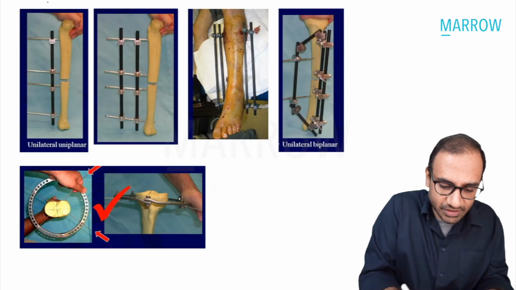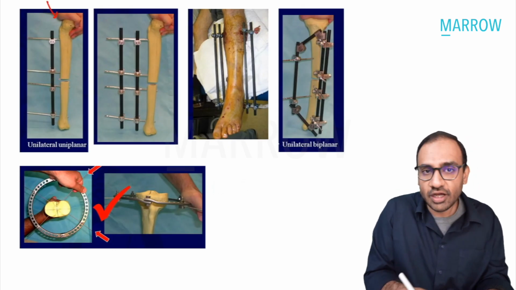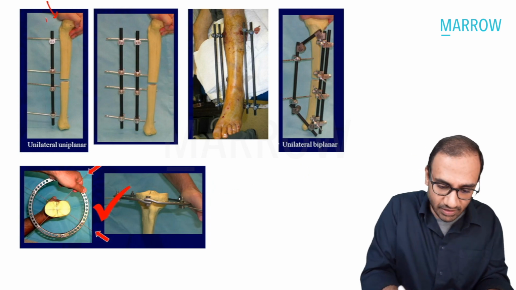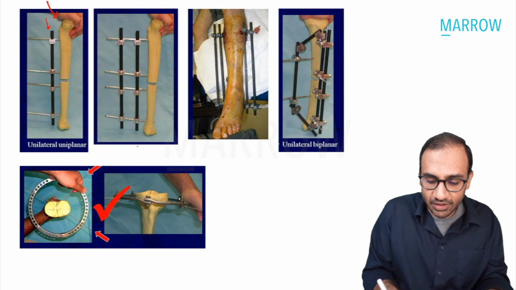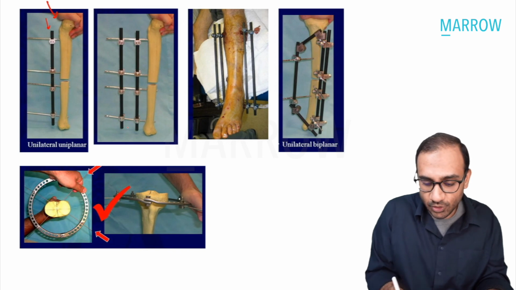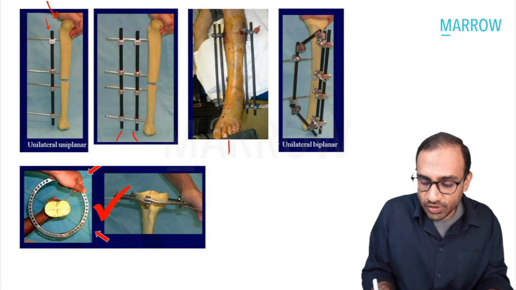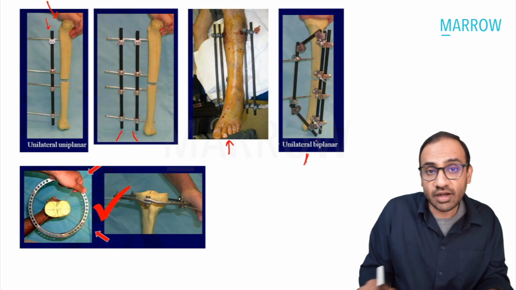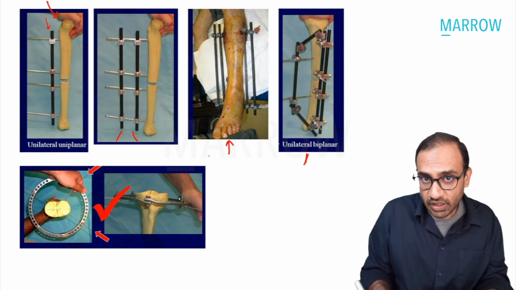So if you can see this, this is a unilateral uniplanar external fixator with a single connecting rod. Here you notice that it's again a unilateral uniplanar external fixator with two rods. What do you notice over here? This is a uniplanar bilateral external fixator with two rods on both sides. And this is a unilateral biplanar or orthogonal external fixator.